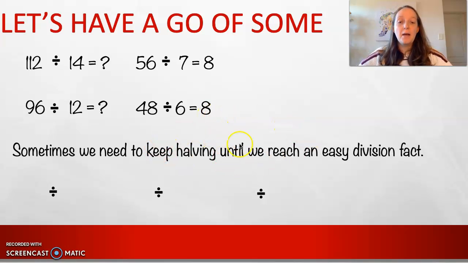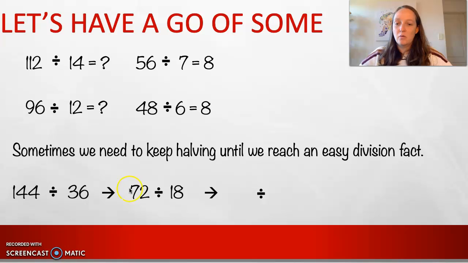Sometimes we can keep halving until we reach an easy division fact. So for example here, we've got 144 divided by 36. Now, if we halved these numbers, we get 72 divided by 18. That's still quite a big number that I can't divide by 18. So let's have a go again to halve it once more. We've halved 72, we've got 36, and we've halved 18, we've got 9. And 36 divided by 9 equals 4.